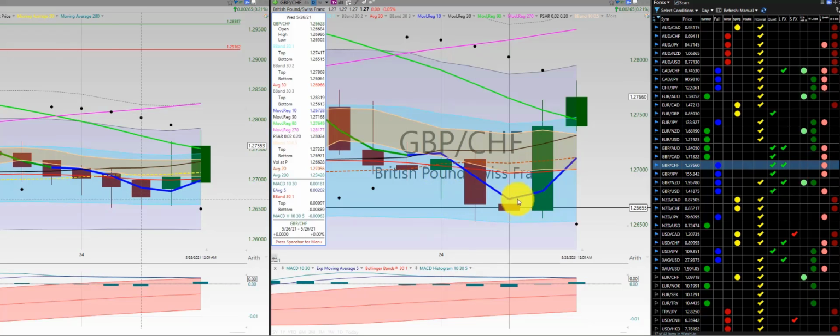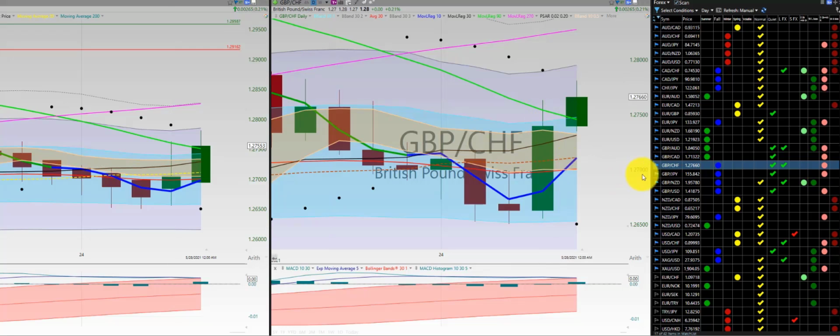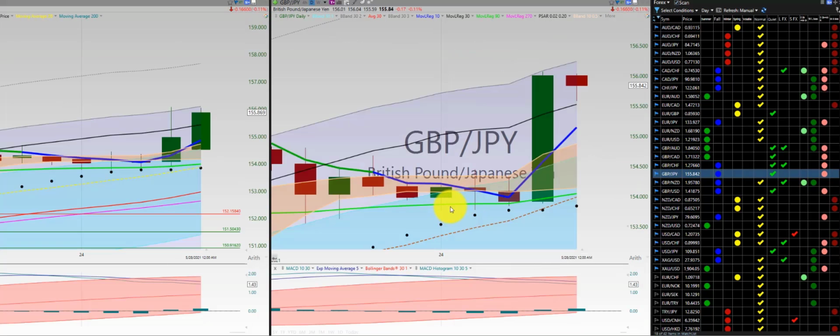Initial order 1, 2 and then out, and then a quick 1-2 out on Friday for British pound, Swiss franc. British pound, Japanese yen. Had an initial order here, but I used the RL90 as the target, hit it, and then with the body here was out.